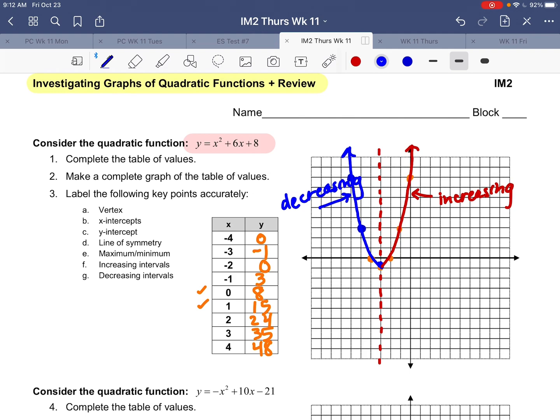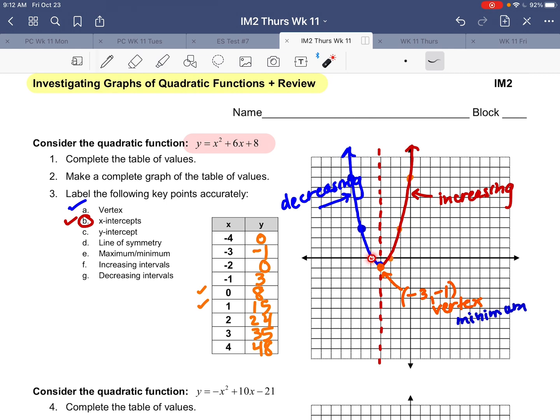So coming back to our list, we also need to label the vertex. In this case, it's not the origin this time. We've got the vertex is -3, -1. And that's also a minimum value. Okay. The x-intercepts is where the graph will intersect the x-axis. So that's going to be these 2 points right here.